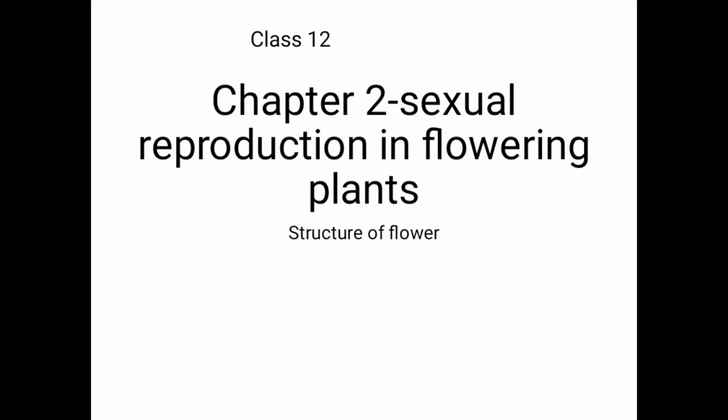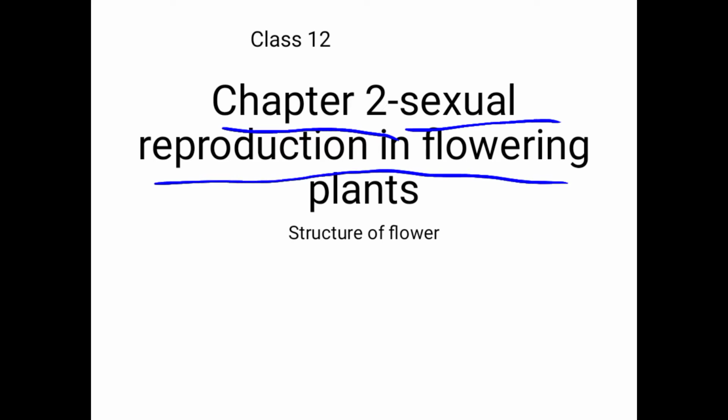So, today we are going to start with chapter 2, that is sexual reproduction in flowering plants. As you know, some portions are removed from the syllabus. In the genetics unit, the evolution chapter is removed completely, and from the reproduction chapter, the first chapter is removed. So we have to start with chapter 2, sexual reproduction in flowering plants.